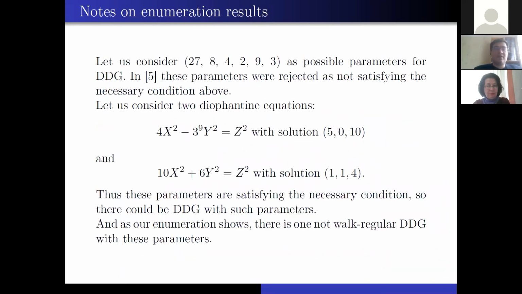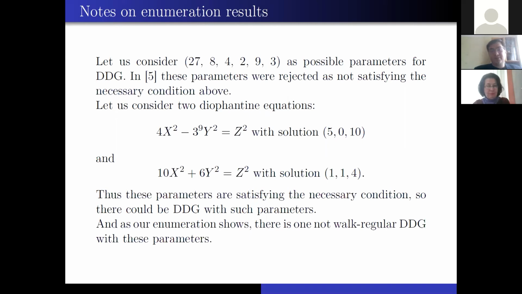In this, let us consider case 27.84293 as possible parameters for divisible design graphs. In this paper, they were also given a table of feasible parameters up to 27 vertices, and these parameters were rejected as not satisfying the necessary condition of the previous slide.